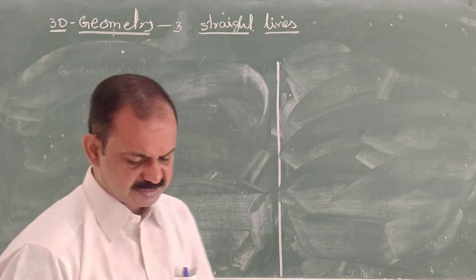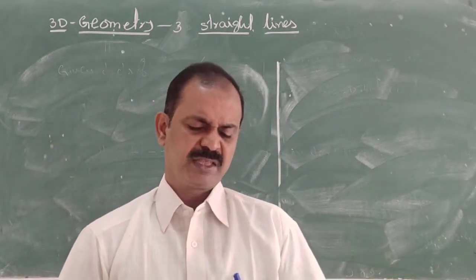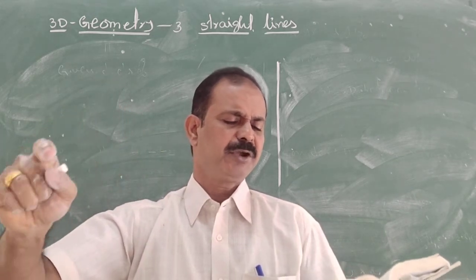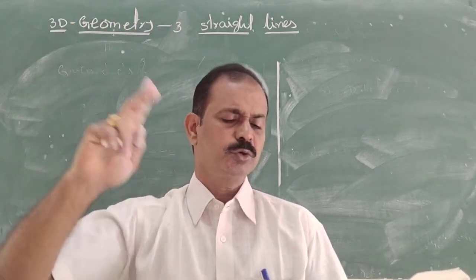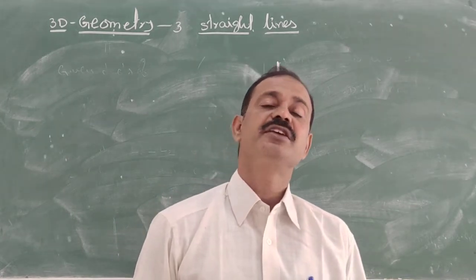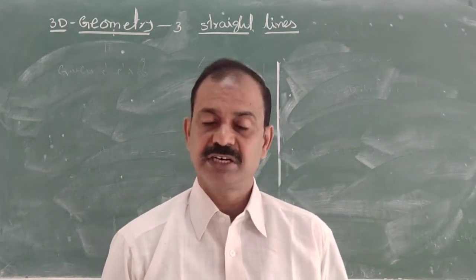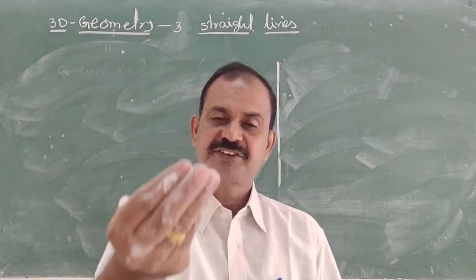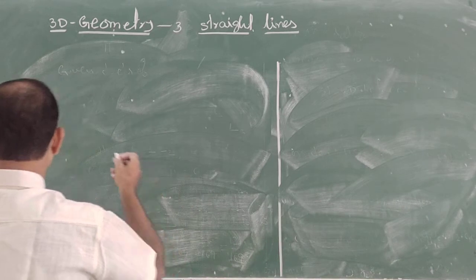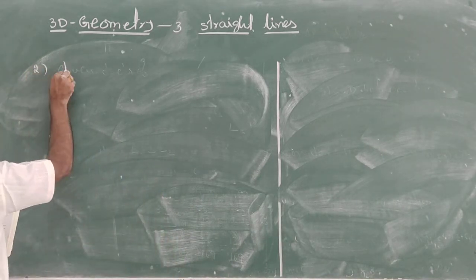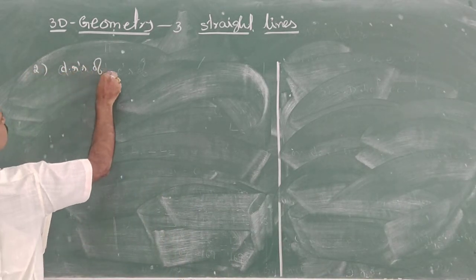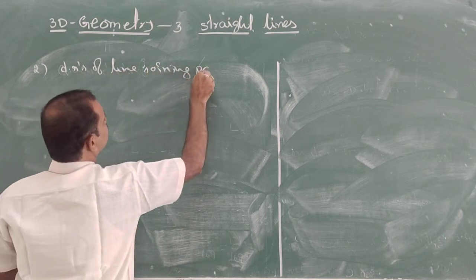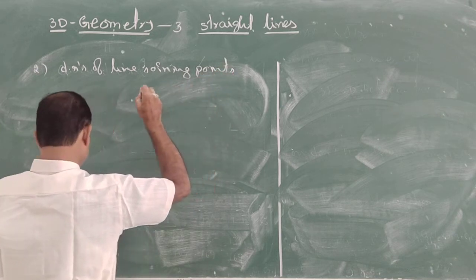Next, the second one: show that the line passing through the given two points is perpendicular to the line passing through two other points. You have to show that these two lines are perpendicular to each other. How do you show these two lines are perpendicular? Same process. Find the direction ratios. So first find the direction ratios of the line joining the points.